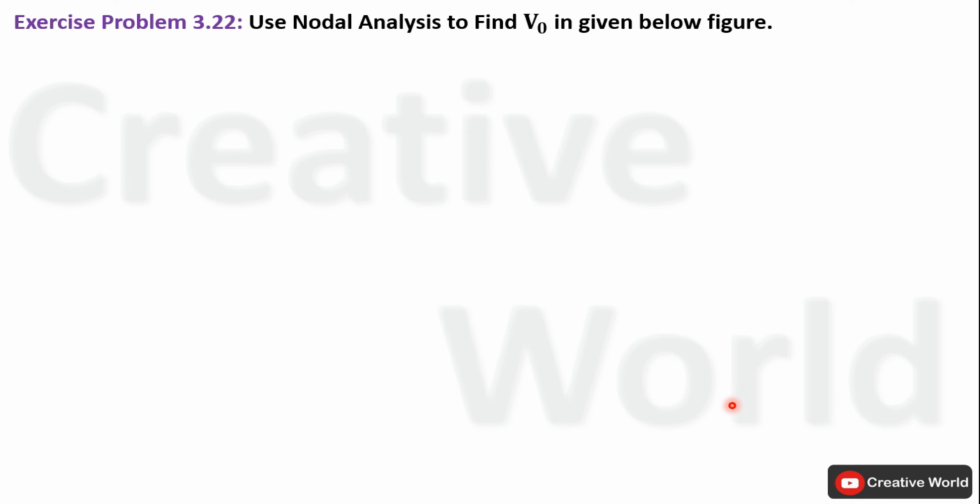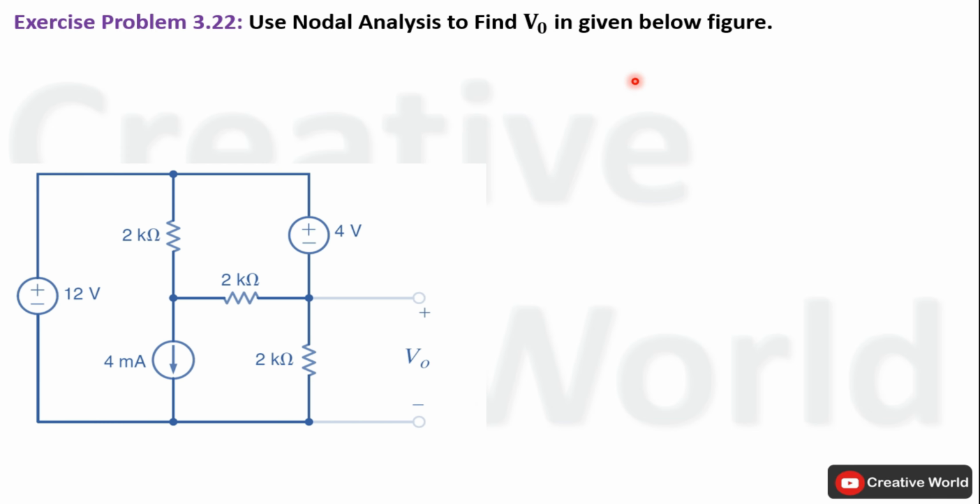Exercise problem number 3.22. Use nodal analysis to find the value of voltage V0 in the given figure. This is the circuit diagram of the given problem. Inside this network we have to find the value of voltage across this 2 kilo ohm resistance with this specific polarity, and we have to use the nodal analysis technique. So without wasting time, let's proceed towards the solution of the network.